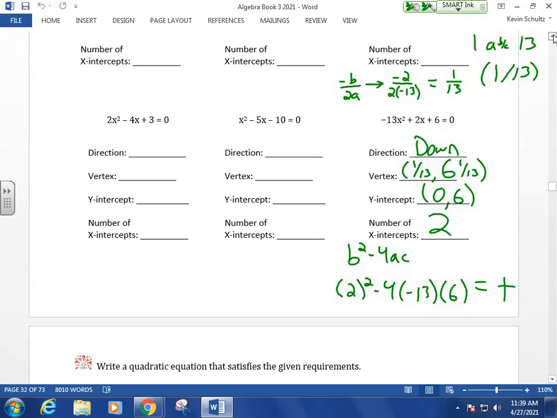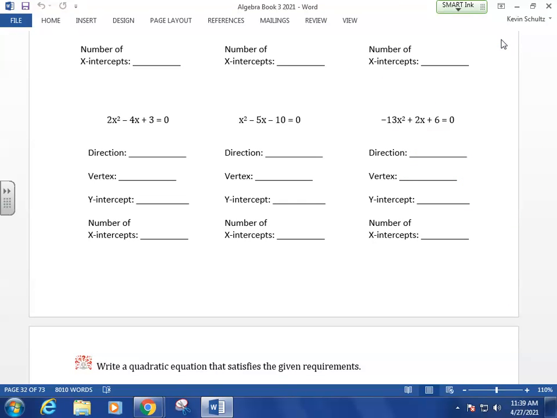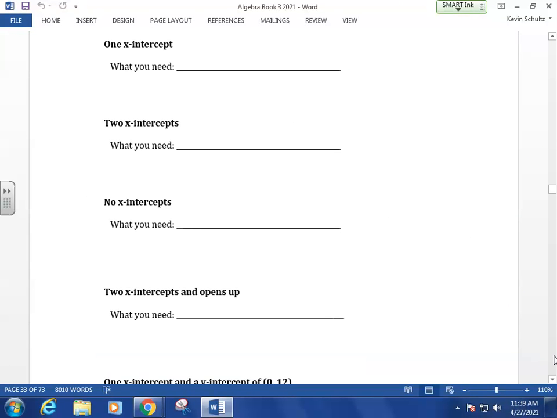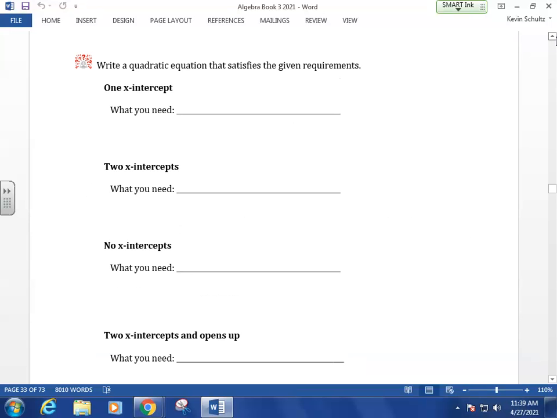Okay, other questions? All right. So the second page, and you can finish this as part of your homework. The second page is kind of where we put everything together in a different way. It says, write a quadratic equation that satisfies the given requirements. And so there's no single answer to any of these. Okay? There are a lot of different quadratic equations that you can write that have one x-intercept. But what must be true for that to happen?